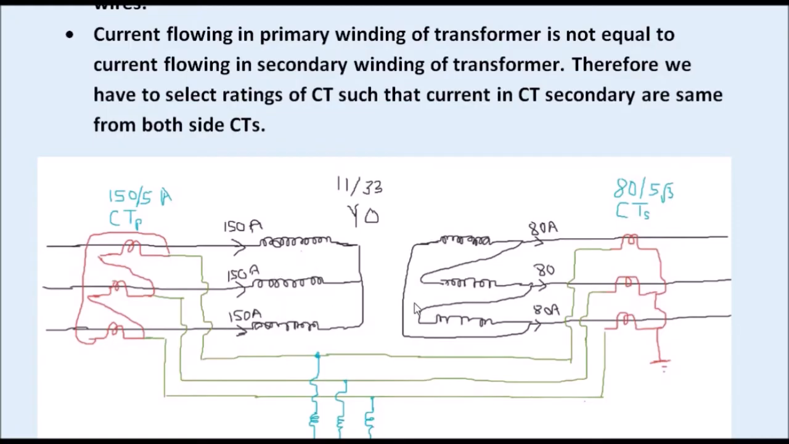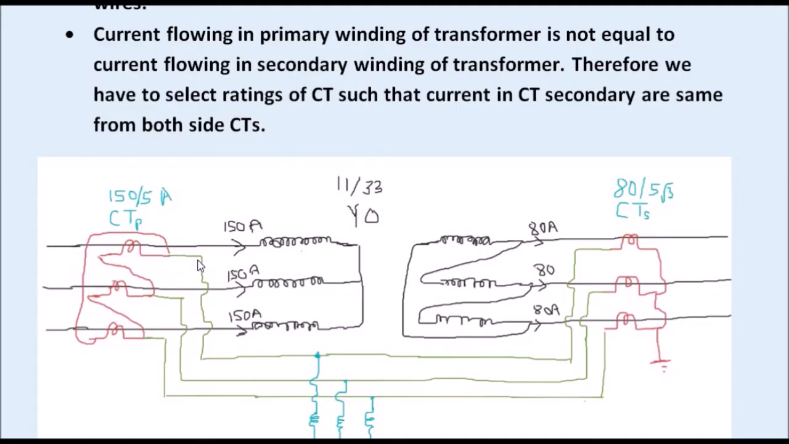this is a star delta transformer, 11 kV by 33 kV star delta transformer. That is, here the primary winding of transformer is star connected and the secondary winding of transformer is delta connected, and we have placed CTs on the primary side of transformer which are delta connected here, and CTs on the secondary side of transformer which are star connected, star grounded, and then the respective secondaries.